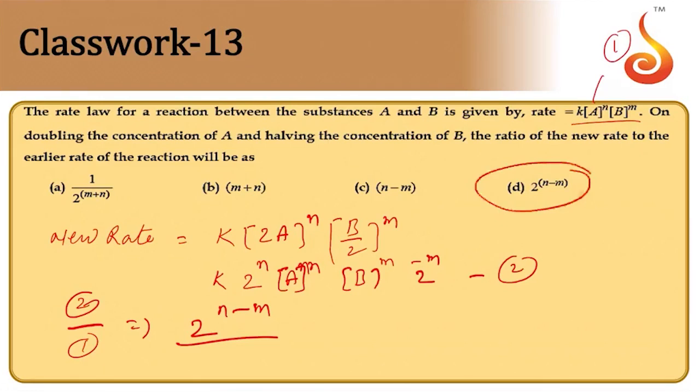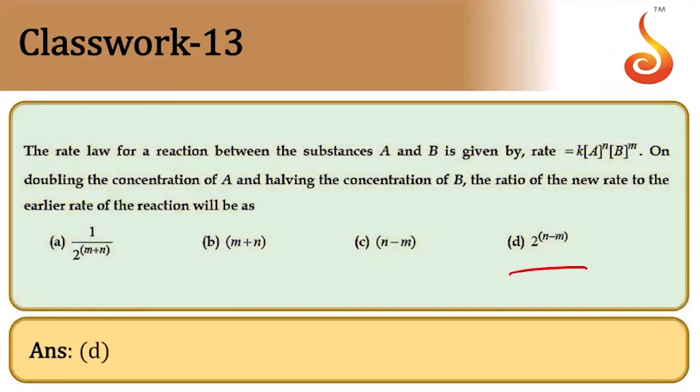The concentration of A is doubled and B is made half. We have substituted the values in the given expression, and dividing 2 by 1 we got 2 to the power of n minus m. So the answer is option D.